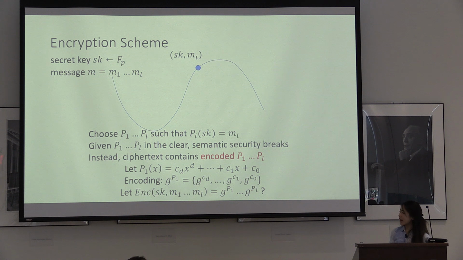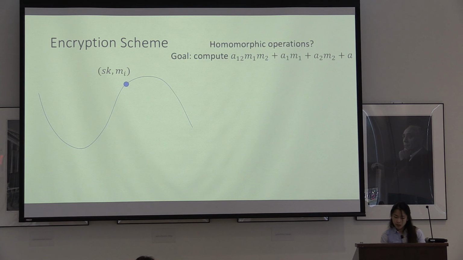So maybe we could have the encryption just be the encoding of all L polynomials here. Because if we're given this, it's not clear how we could factor, right? We know that with group elements, we can only hope to do scalar multiplications and linear operations in the exponent. But would this scheme support homomorphic operations, right? It's not enough for us just to have a secure encryption scheme. We want one that would also support some homomorphic operations.